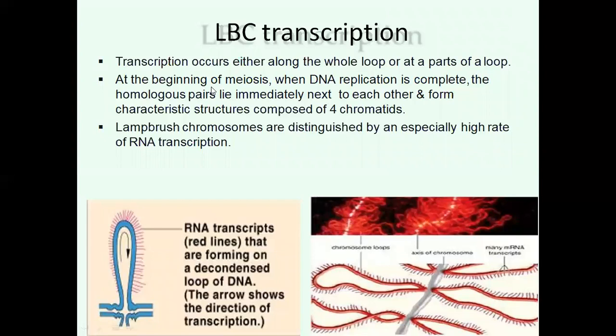At the beginning of meiosis, when DNA replication is complete, the homologous pairs lie immediately next to each other, forming a characteristic structure composed of 4 chromatids. Lampbrush chromosomes are distinguished by an especially high rate of transcription.